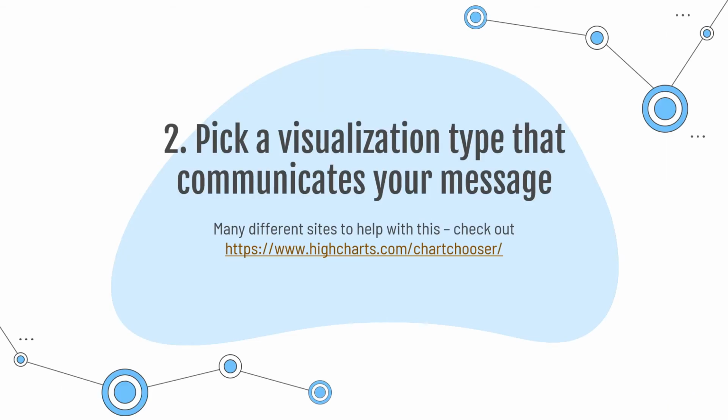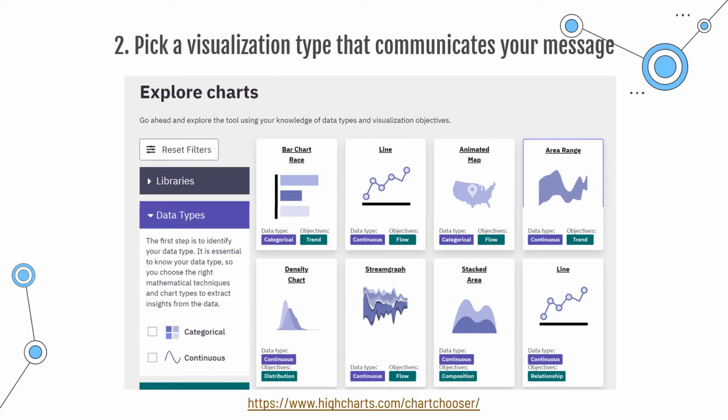There are many great free tools that can help you pick a visualization type that communicates your message. The one I've selected here is from Highcharts, and they have a chart chooser. This is a screenshot of the chart chooser from Highcharts. And as you can see, it has many different kinds of charts. There's just a screenshot here, but there are more on the full site. And it illustrates what kind of data these charts can show.